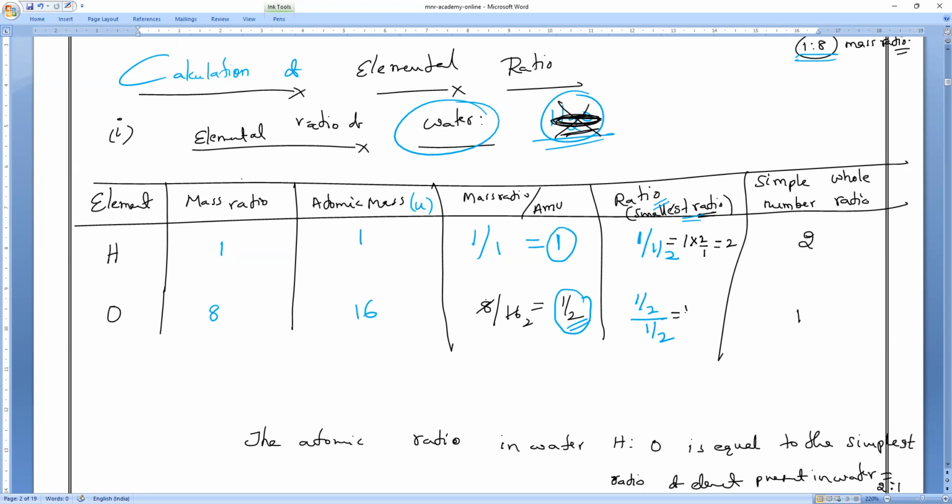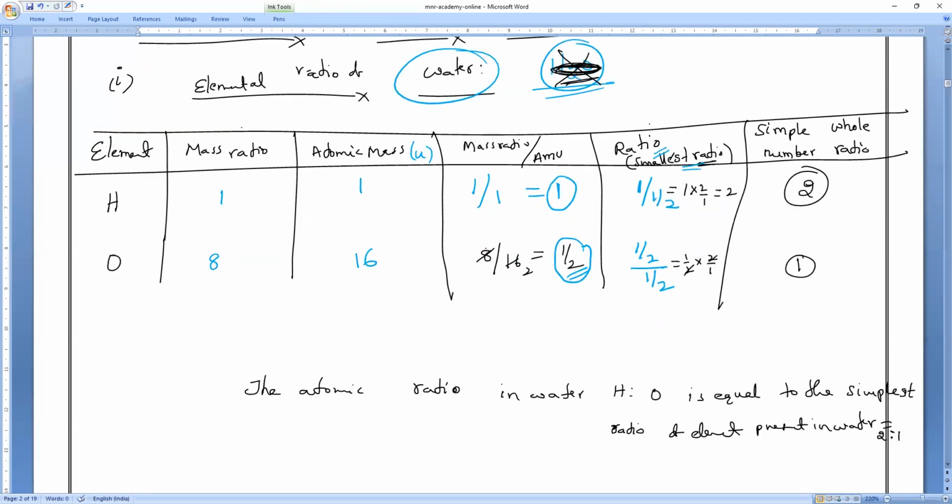All of you. Next, 1 by 2 into 2 by 1, the 2s will get cancelled, which is equal to 1. That's all. That is the simplest ratio. Anybody having doubt, you can ask. What is the point you have to remember? Do we need to divide everything by half? Only with the smallest ratio.